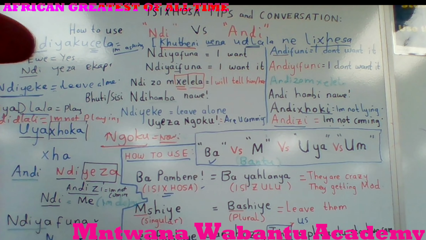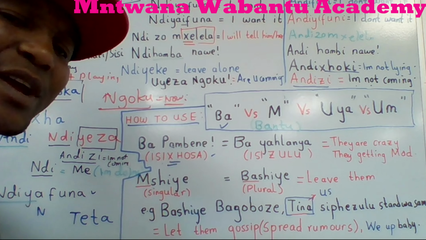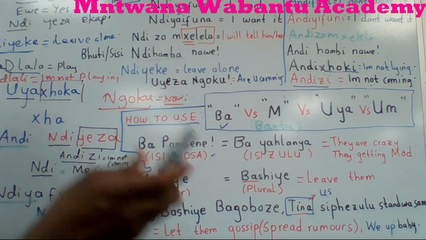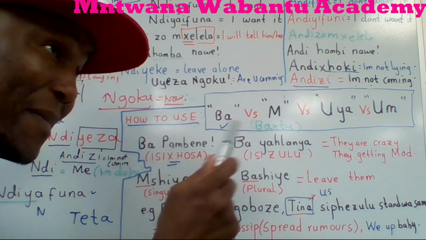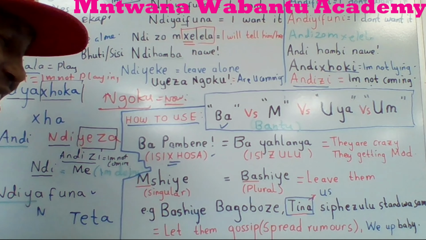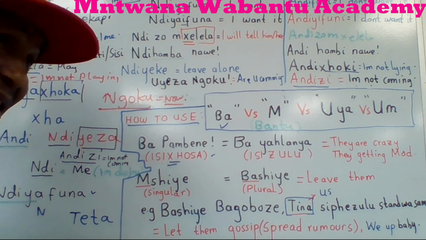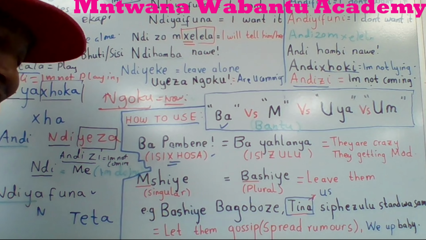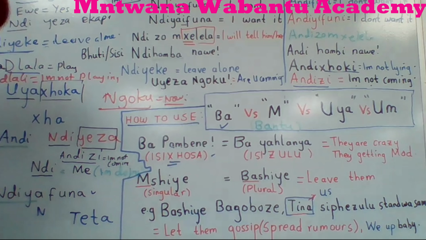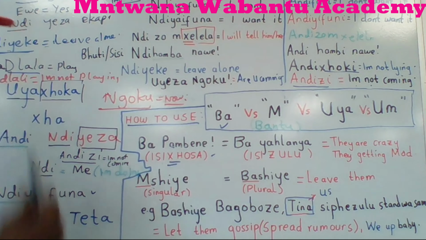Are these people crazy? Bapambene abantu, bapambene, upambene wena, means are you crazy? Upambene, u means for you. Ne is like, yo, what's up, upambene wena, ne? Upambene means are you crazy? So for the other people, you say, bapambene. So this is for isiXhosa.